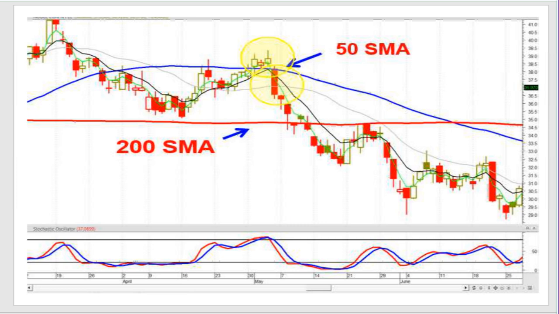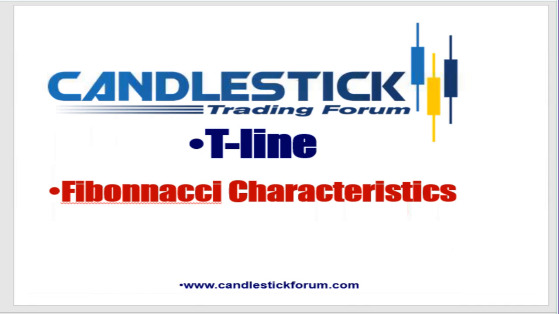So the one moving average that is the most important, again, you could take everything off the chart, but the T-line, which is the 8 exponential moving average.